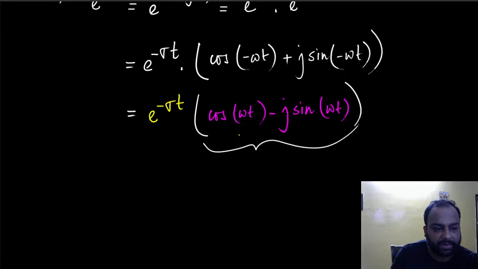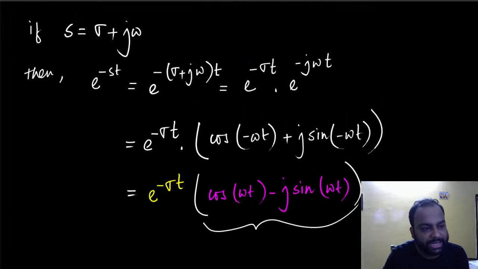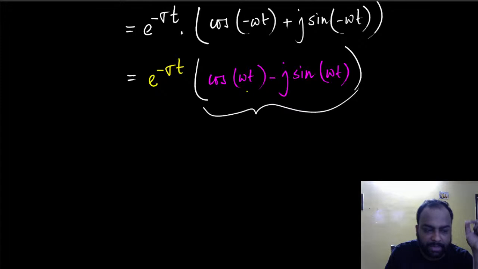But what about this term? This term, look very carefully. This term is essentially a sinusoid, right? Or rather a complex sinusoid. So this e to the power minus j omega t is nothing but a complex sinusoid, right?